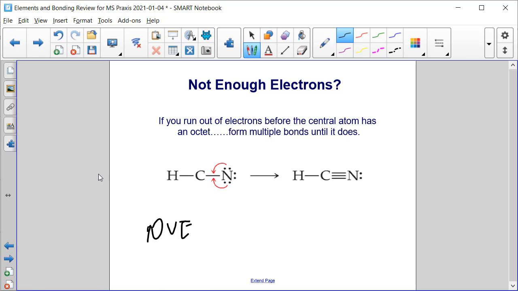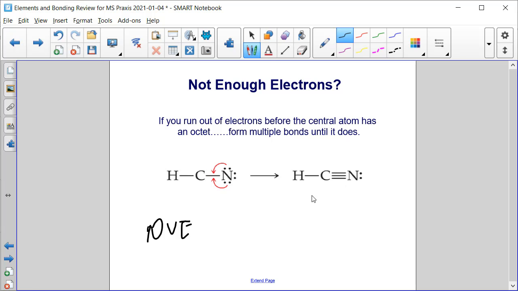So this structure on the left already shows 10 valence electrons, but carbon only has 4, so it's not stable. It needs 4 more electrons. So what you do is you form multiple bonds. And so what I did was I moved these 2 lone pairs to form what's called a triple bond, which we'll talk about in more detail here.